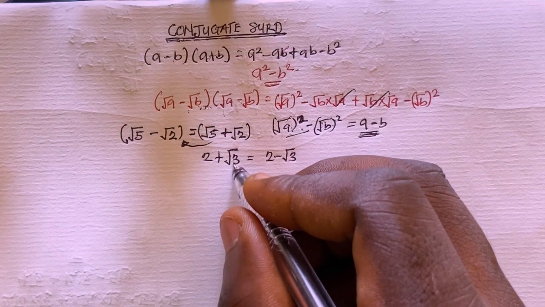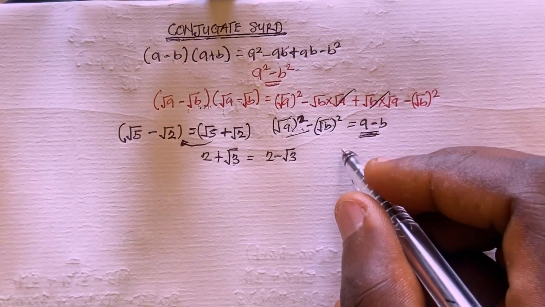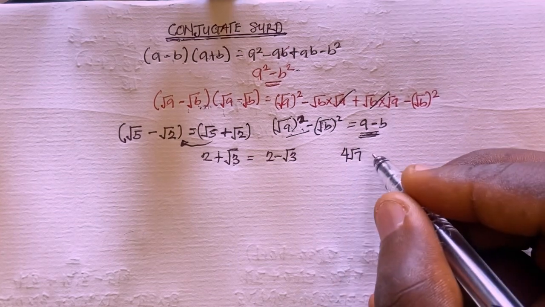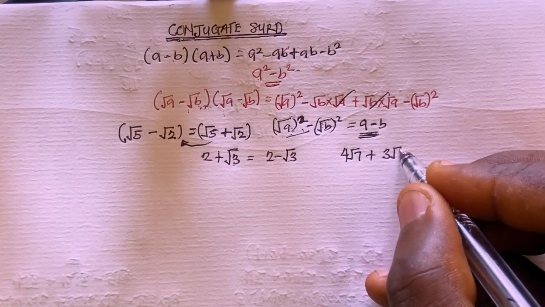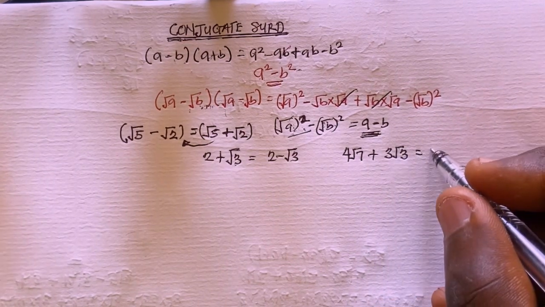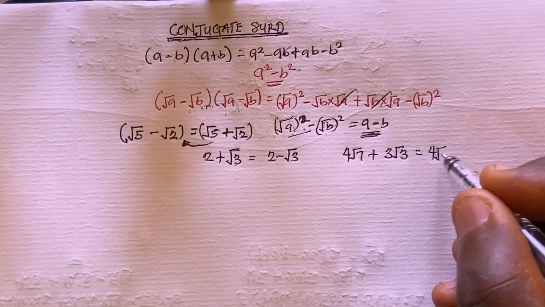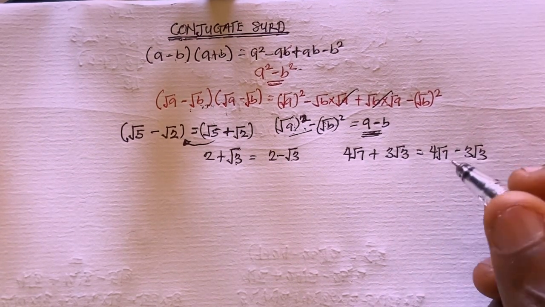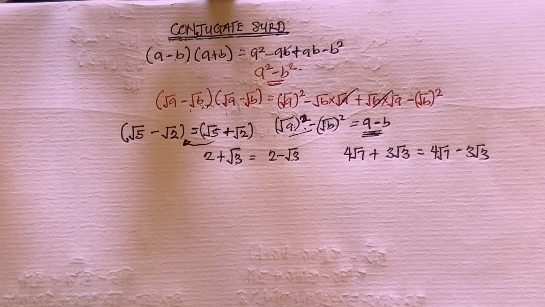Now let's say you are given another expression, which is 4 root 7 plus 3 root 3, and you are asked to find the conjugate surd of this expression. This is going to give you 4 root 7 minus 3 root 3. Exactly. So it's just like you are just changing the sign.